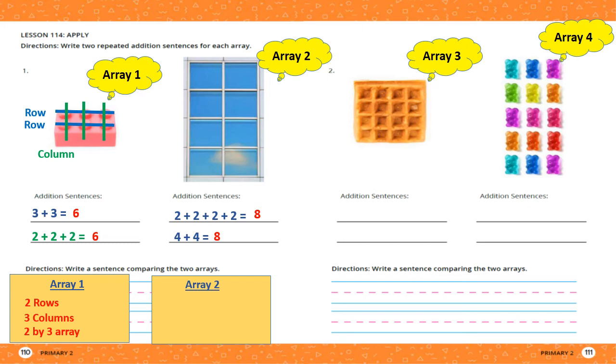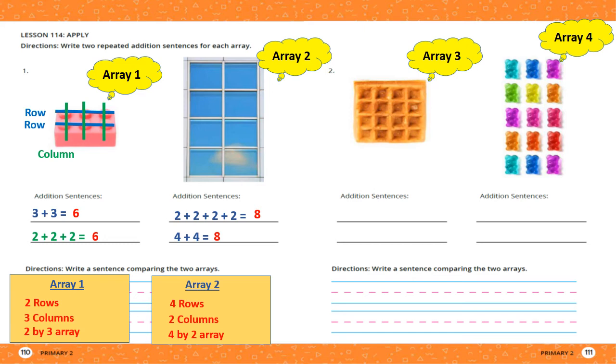The next one, how many rows? 1, 2, 3, 4. So we will write 4 rows. How many columns? 1, 2. So we will write 2 columns. The name of array, rows by columns. 4 by 2 array. Okay?